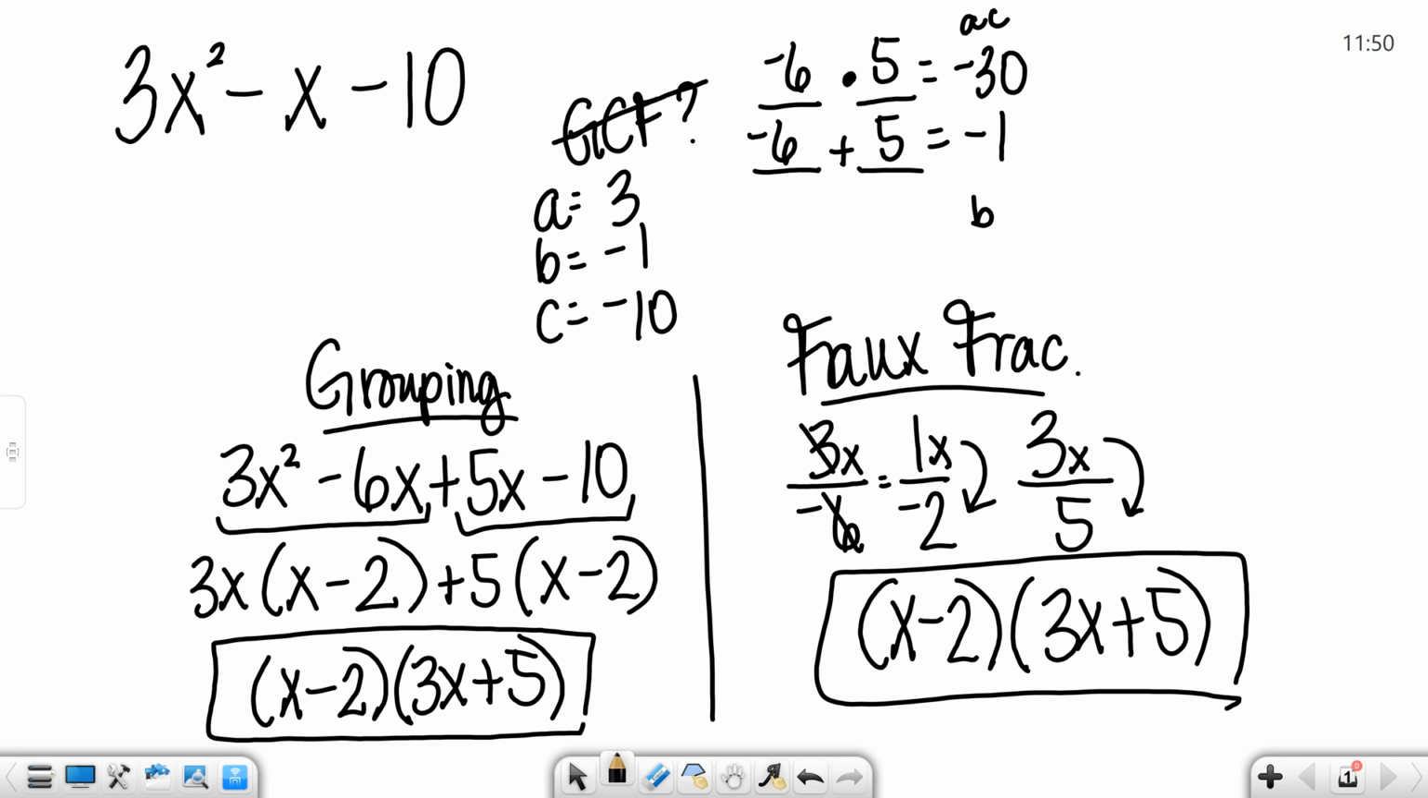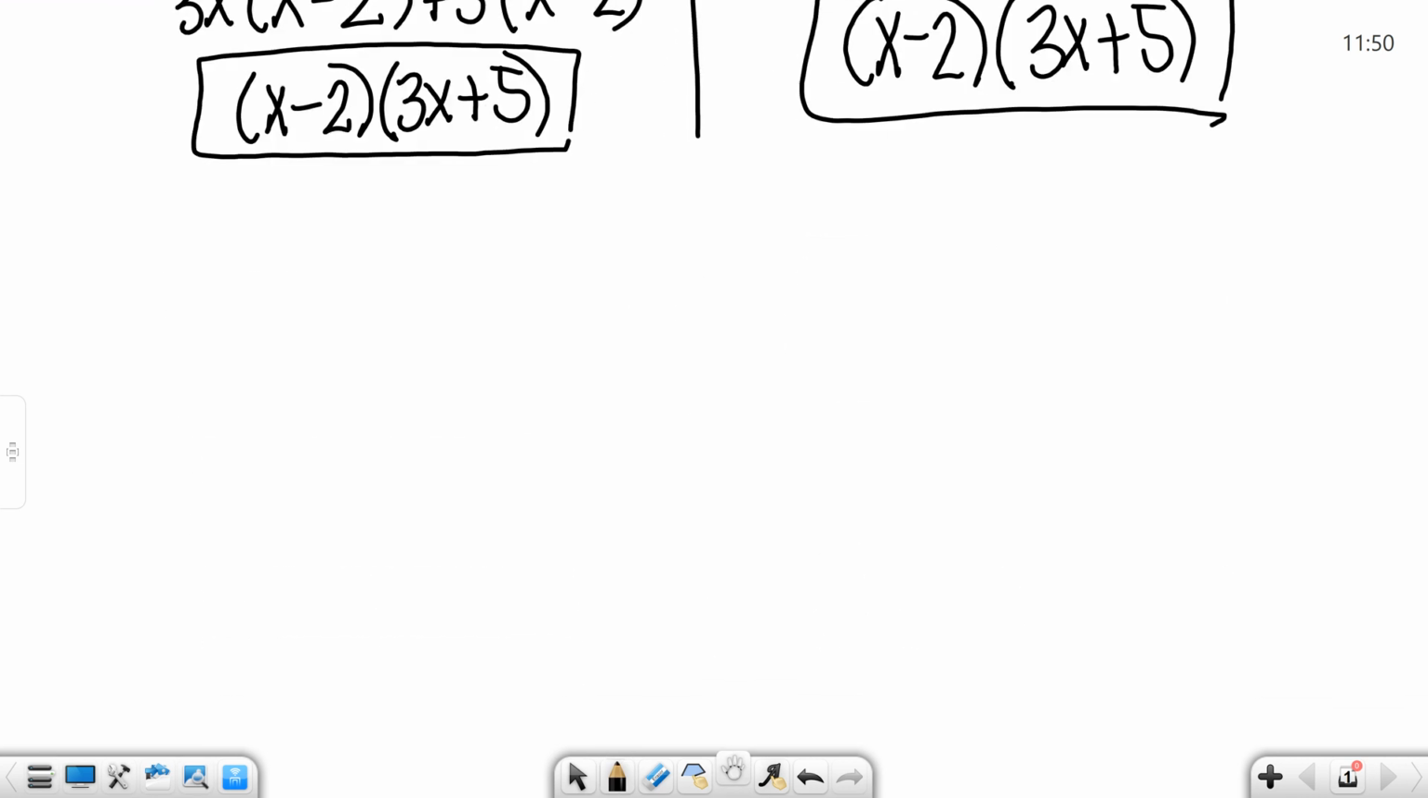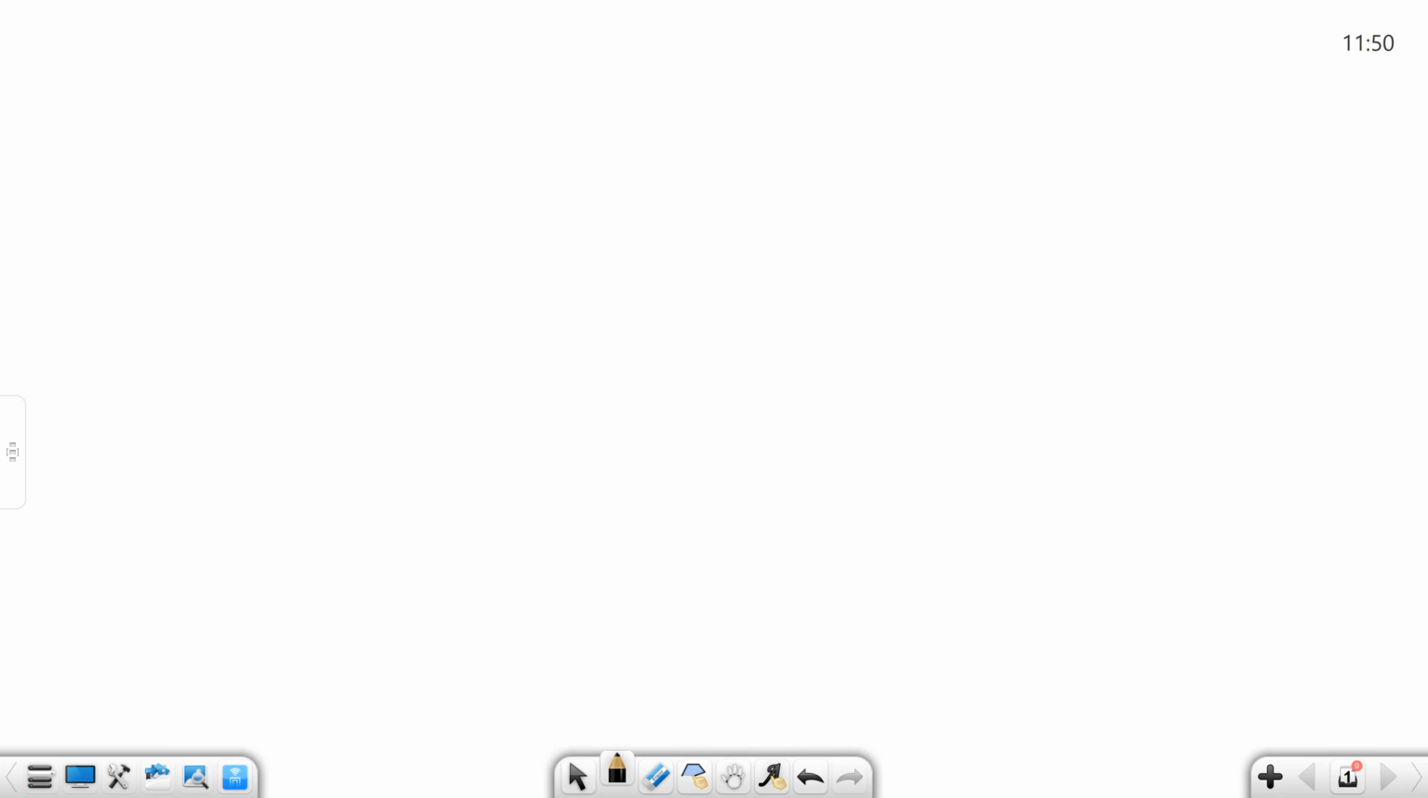So our steps are really not different if you chose to do grouping or fractions. We just, A is not 1 this time. If you go through the steps even when A is 1, then it doesn't change much for you. You still make sure you do all the steps. Okay, now let's do one I told you that has 2 variables. We're still factoring.